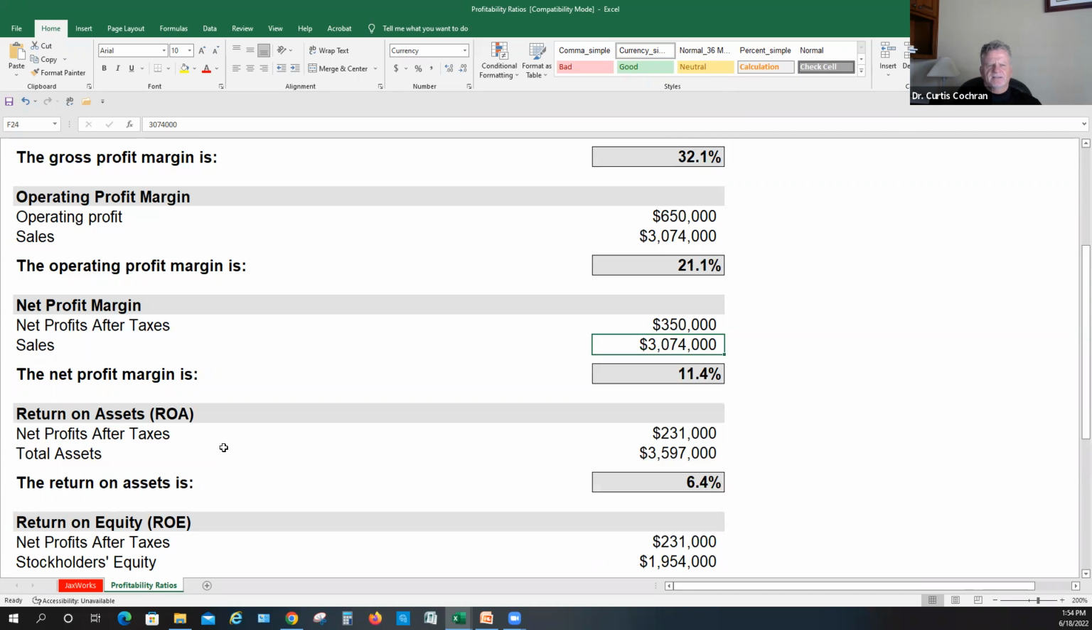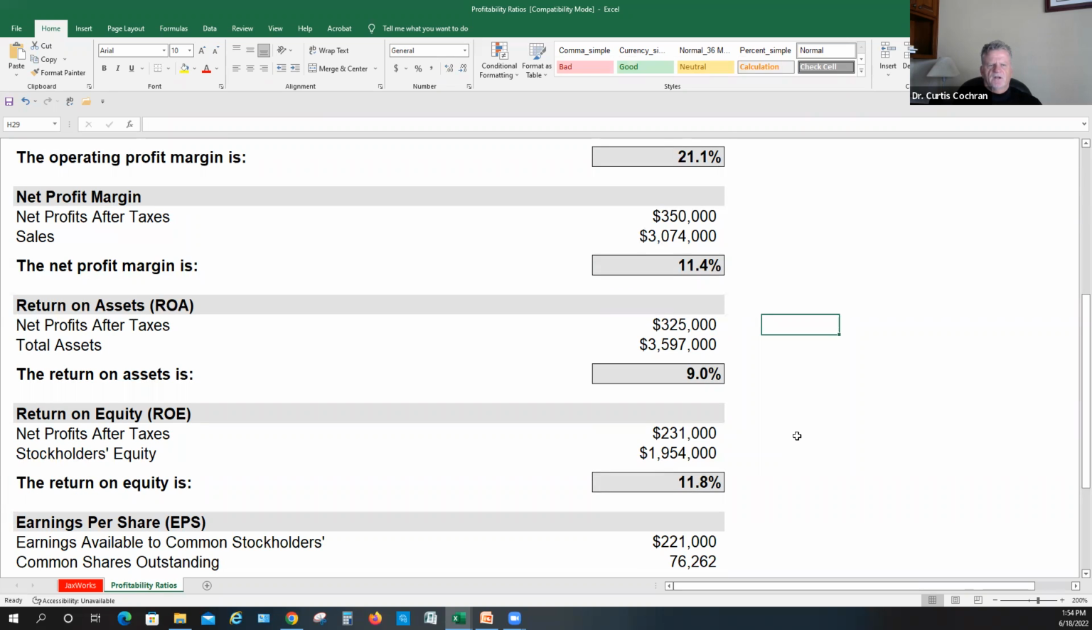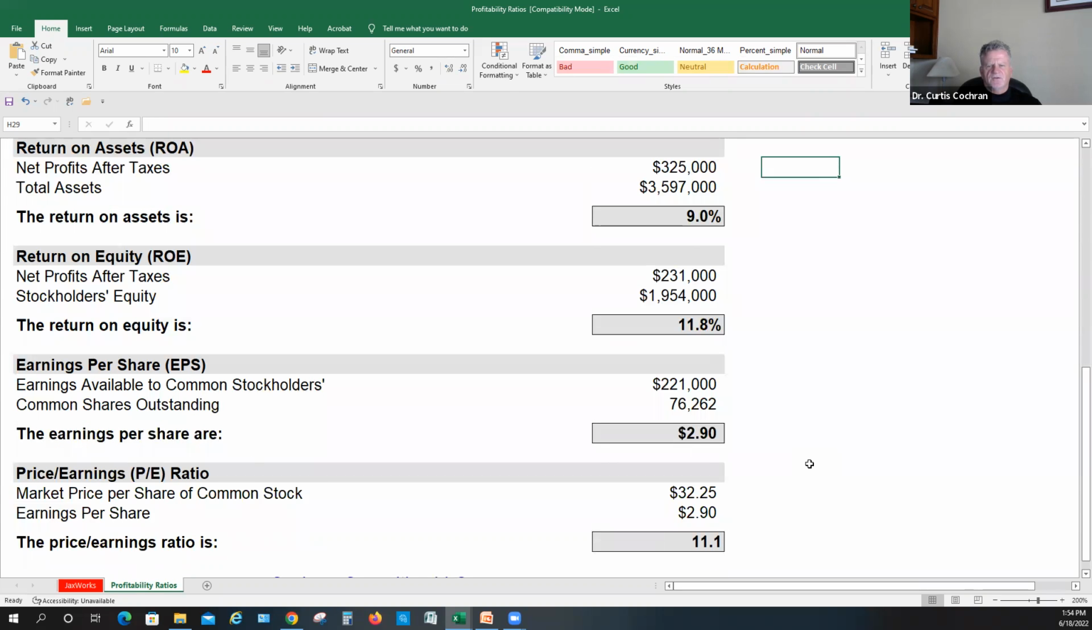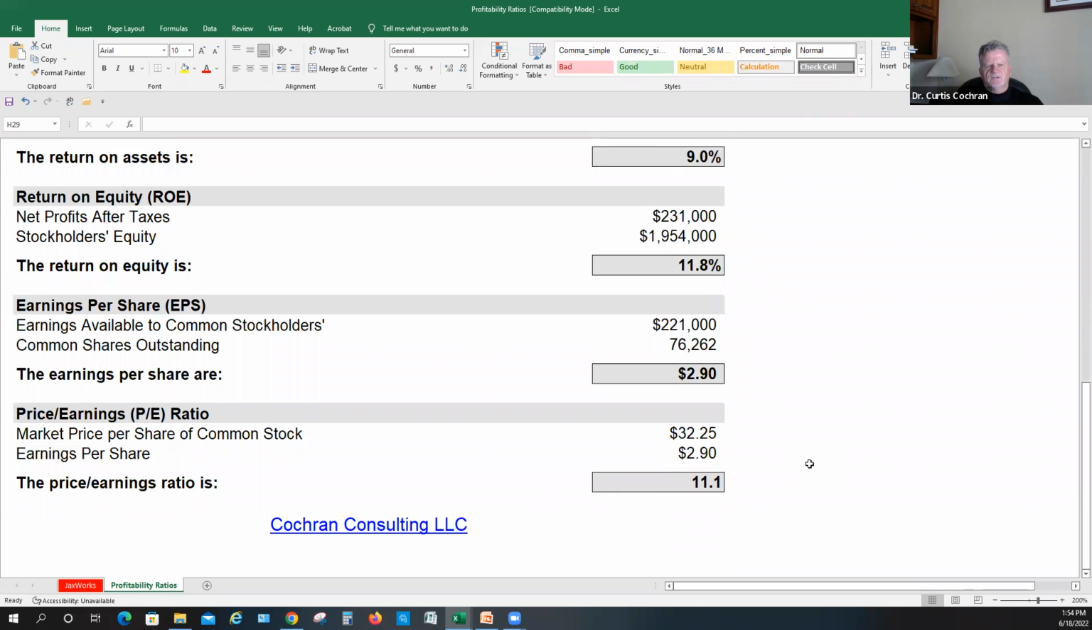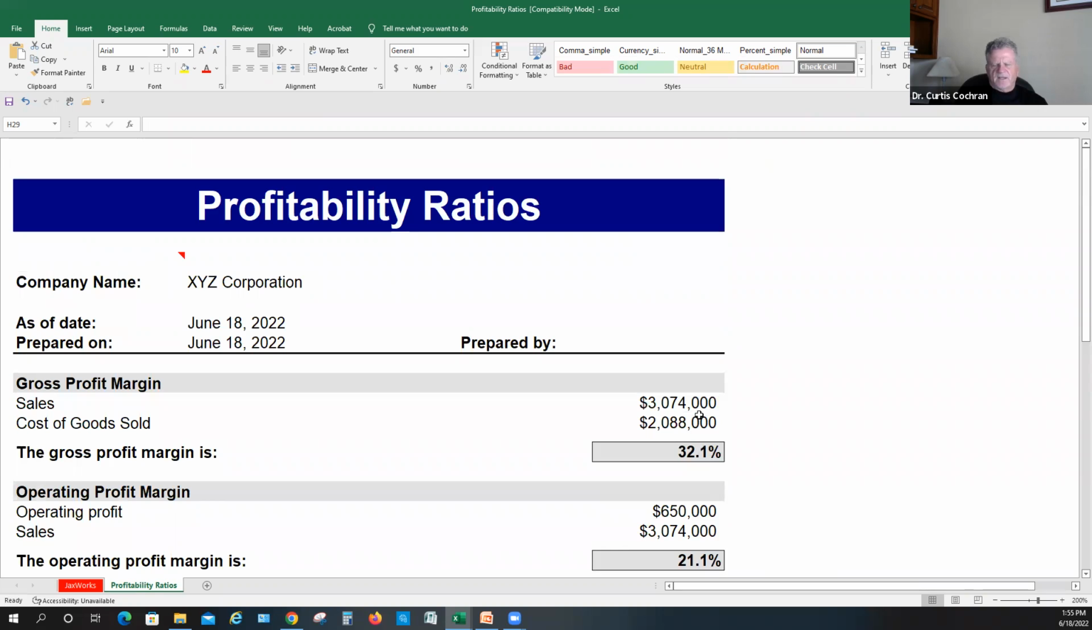Return on assets, net profits after taxes. Let's go ahead and make this about 325. And total assets, so we're looking at 9%. You'd like to see that in a double digit. Return on equity, 11.8%. Earnings per share, 2.9, $2.90. And price earnings ratios, 11.1. And in other words, in these ratios, this is not rocket science. It's just one of those things that you want to make sure that you actually know, being a business owner, what you are actually doing. Okay, and that's what's really important.